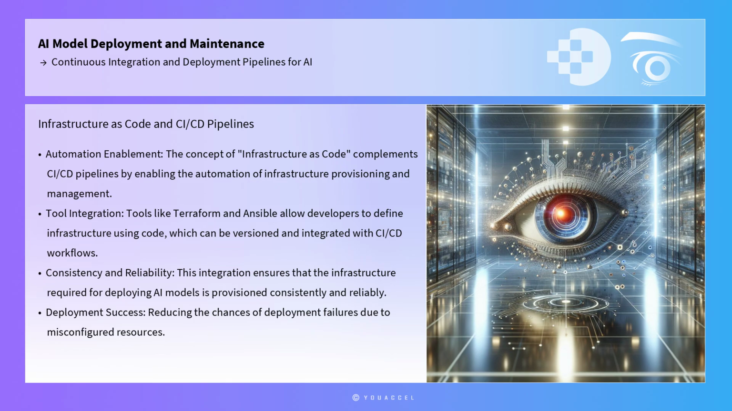Furthermore, the concept of infrastructure as code complements CI/CD pipelines by enabling the automation of infrastructure provisioning and management. Tools like Terraform and Ansible allow developers to define infrastructure using code, which can be versioned and integrated with CI/CD workflows. This integration ensures that the infrastructure required for deploying AI models is provisioned consistently and reliably, reducing the chances of deployment failures due to misconfigured resources.